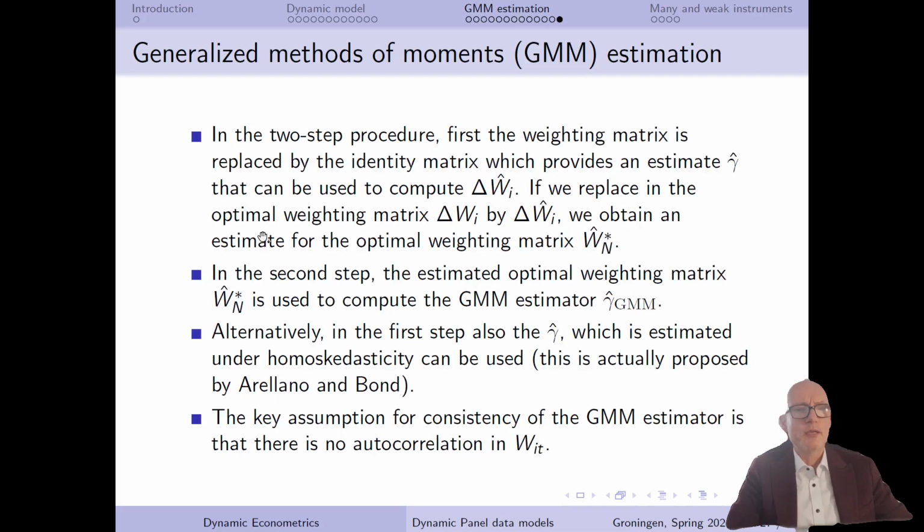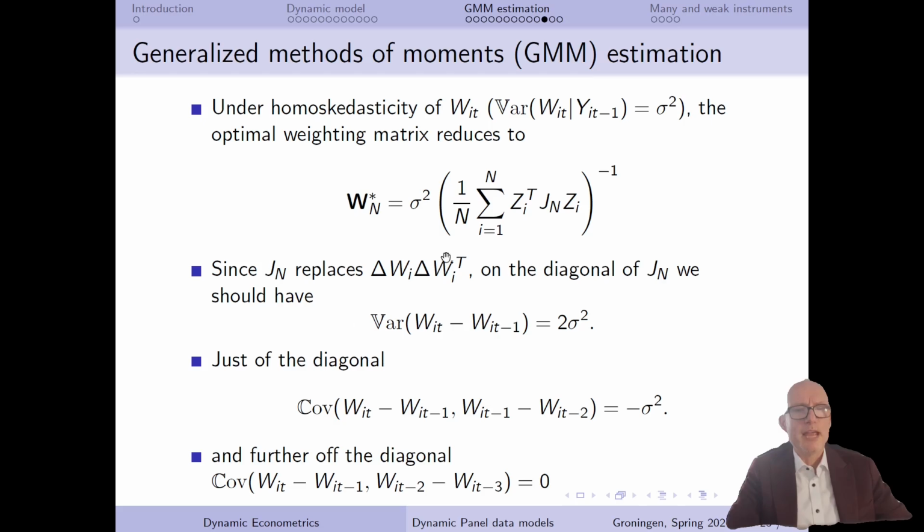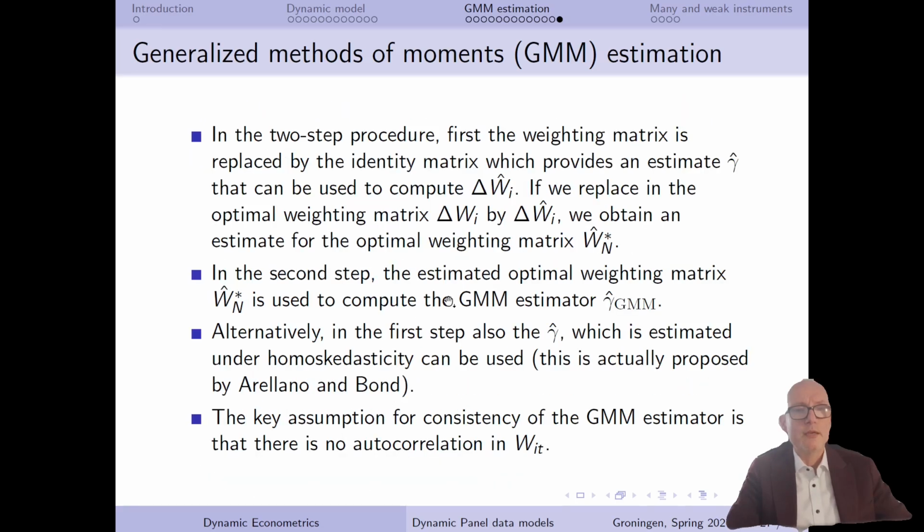What we could do as well is, in the first step, also use gamma hat, which is estimated under homoscedasticity. That's the estimator that we have derived over here. That is the one that was actually proposed by Arellano and Bond. And remember again, we are able to estimate this with GMM, and the key assumption for consistency of the GMM estimator is that there is no autocorrelation in WIT.